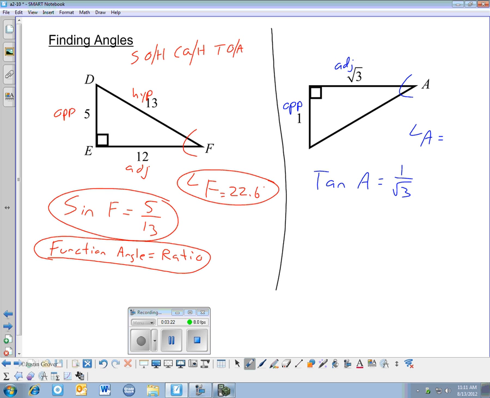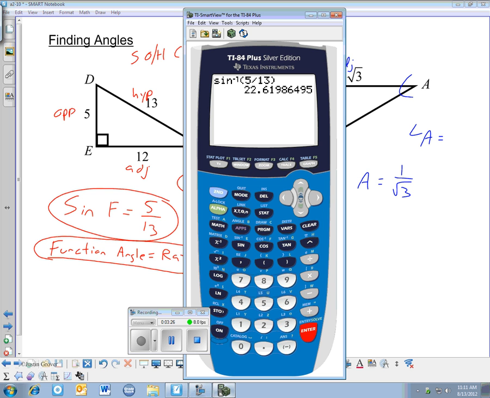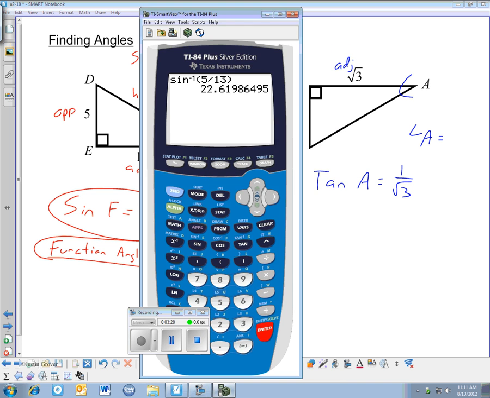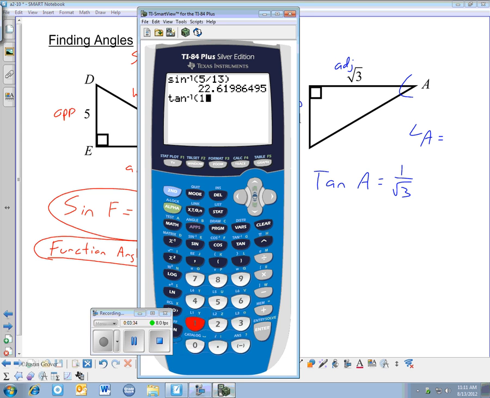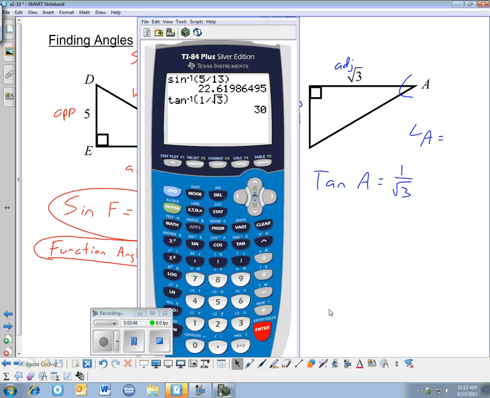And I could rationalize 1 over root 3, but I'm going to let my calculator do the work for me. So we're dealing with tangent. Second tangent, 1 divided by root 3, and I get that from second x squared. That's how I get a radical 3. Just going to move over and make sure I close my parentheses properly. Enter, and we get angle A is 30 degrees.